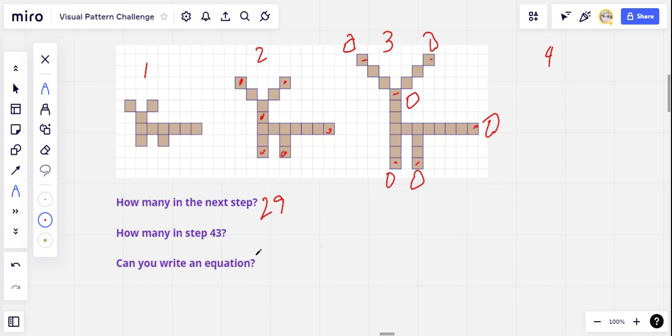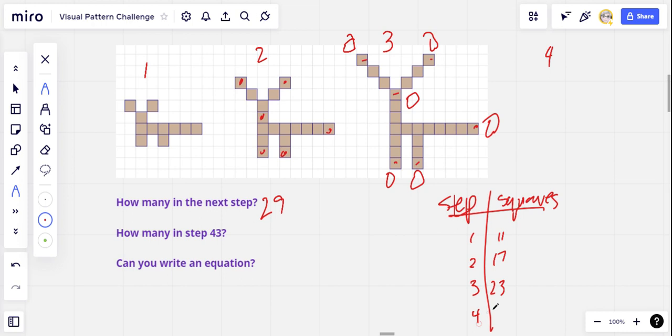Okay, well, I think I have a hunch about what type of pattern this is, but let's verify my hunch. And actually my hunch is that it's linear, but let's verify this. So I'll make the step number on one side of the chart and the number of squares on the other. And let's see, what have we got here? 6, 7, 8, 9, 10, 11 in step 1. And in step 2, we've added 6 more, so that's 17. And in step 3, we've added another 6, so that's 23. And in step 4, we're predicting 29.